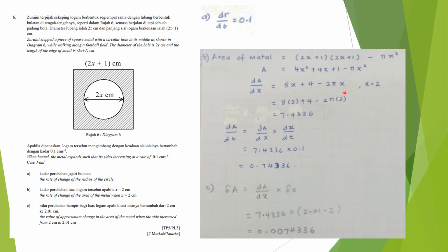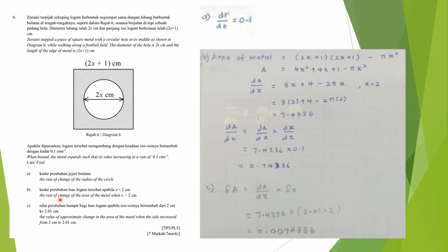x. So we substitute with x equals to 2 from the information given in the question. So 8 times 2 plus 4 minus 2 pi times 2. So we calculate, we get 7.4336. This is our dA over dx.